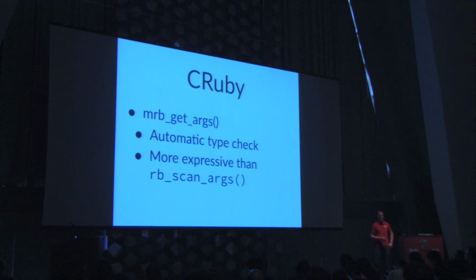The equivalent method in CRuby is rb_scan_args, but it's much less expressive since it can only check the number of arguments and what positions they show up in.